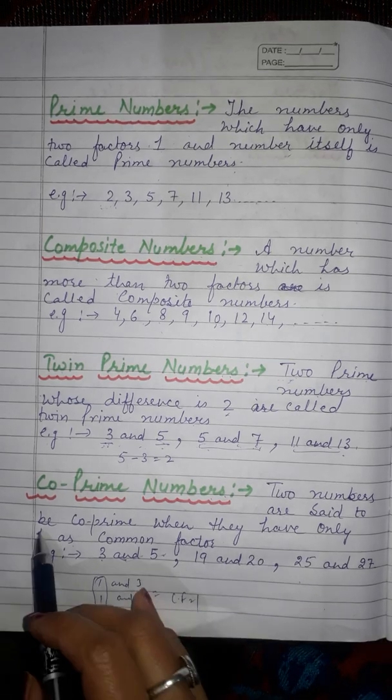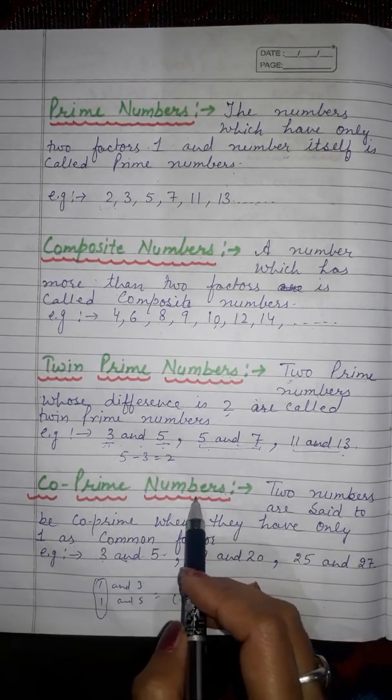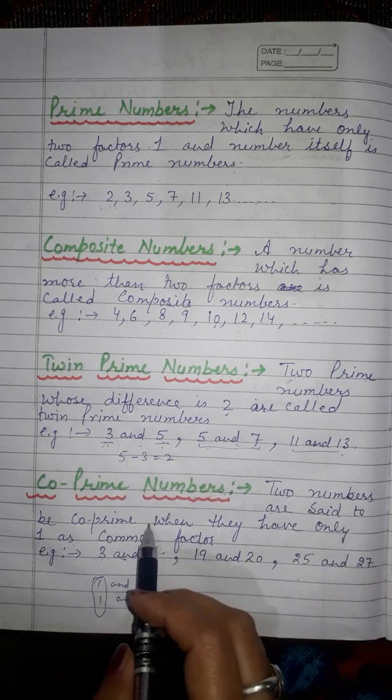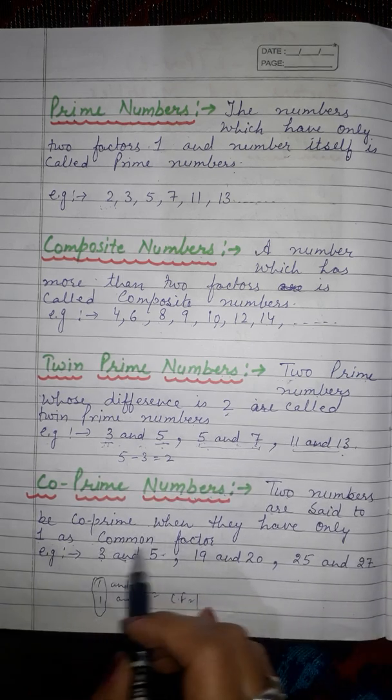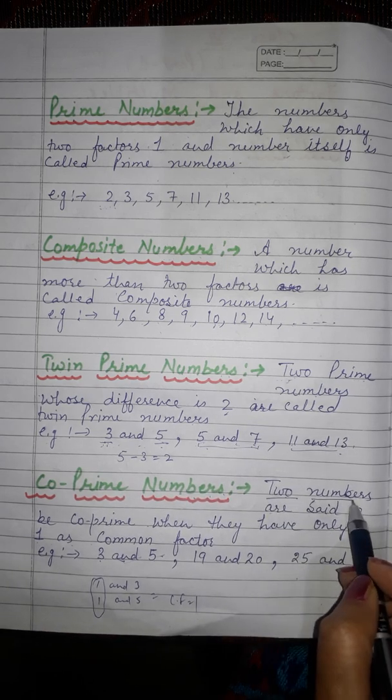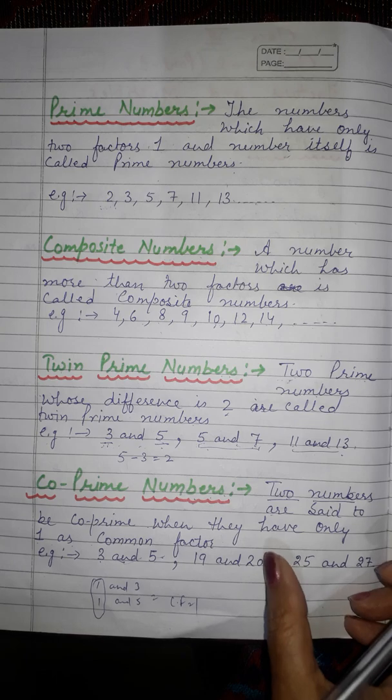The next is co-prime numbers. So what are co-prime numbers? Two numbers are said to be co-prime when they have only 1 as a common factor. Two numbers, no need that the numbers must be prime.